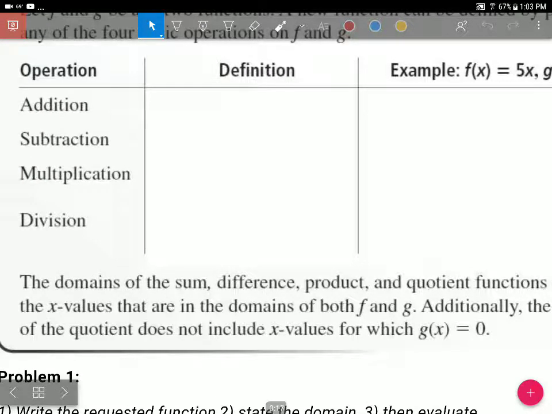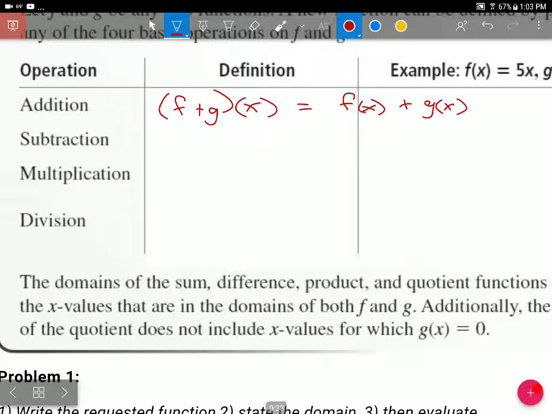First things first, we have to talk about the notation. For addition, if you have something that looks like this, f plus g of x, don't think too hard. That literally means take the f function and add it to the g function. Combine all the terms. It's exactly what that means.